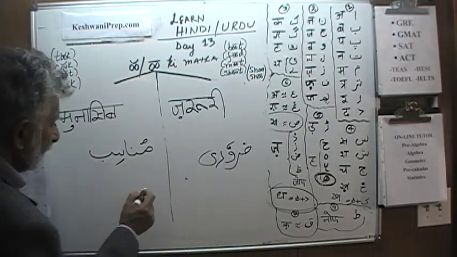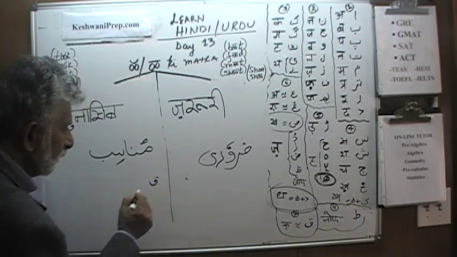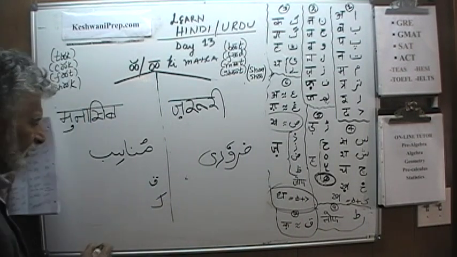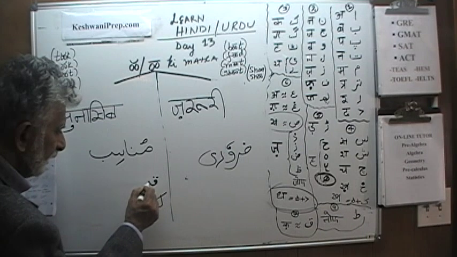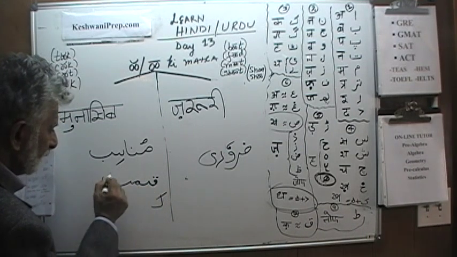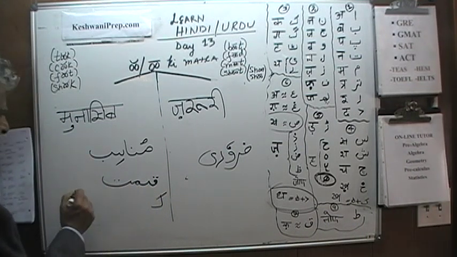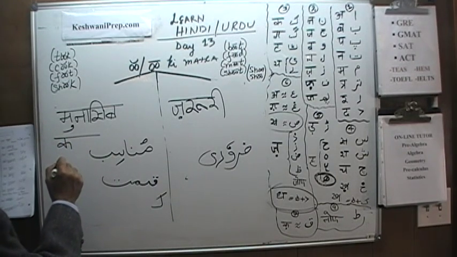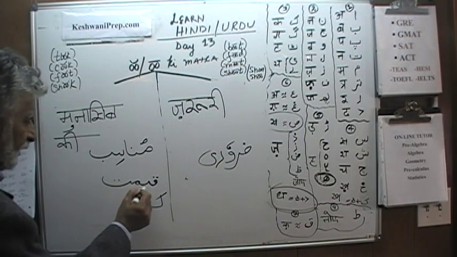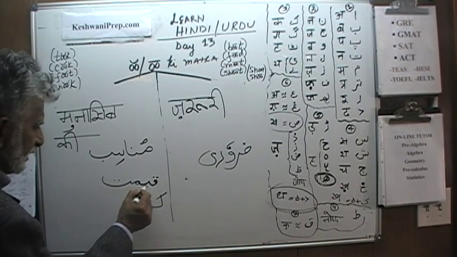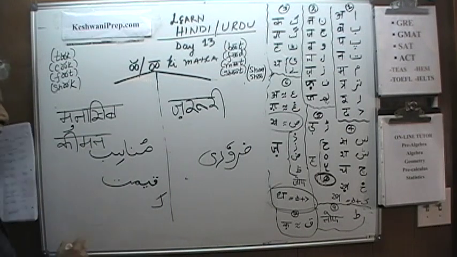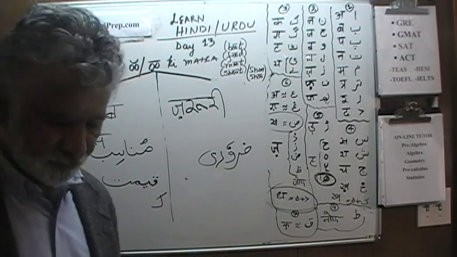Kimat is spelled with a Q, not a kaf. It's not going to be spelled with a kaf. It's spelled with a Q. Ki, m, t. Kimat. It's a badi ki matra. Ki. You see ki? It has a choti ye ki matra. Kimat, munasib kimat, appropriate price.